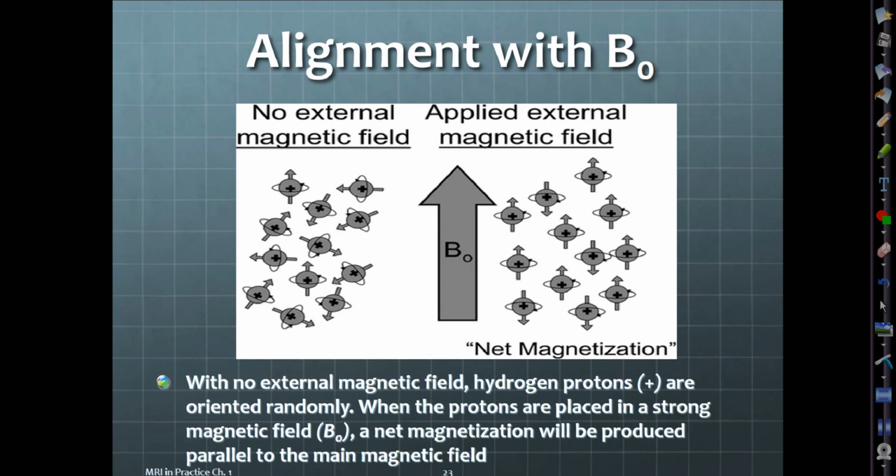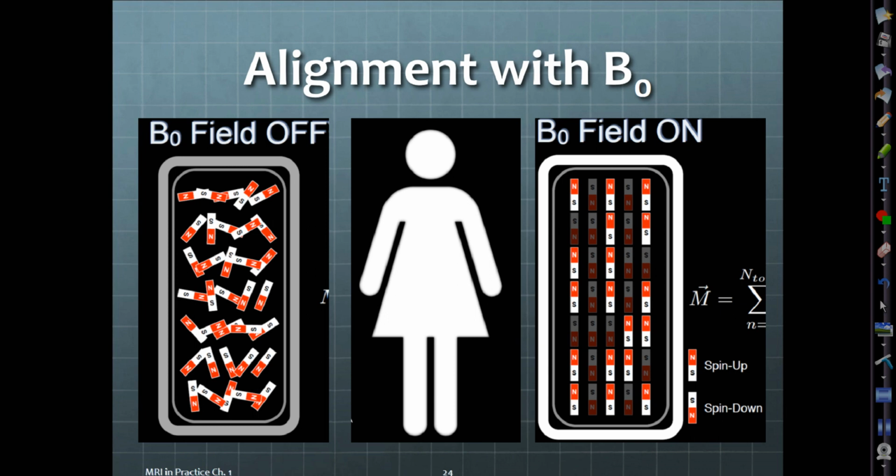So here's just another diagram, to really hit home this alignment. This is outside B sub 0, they're random. Inside, they're aligned. And then one more. So if you like the bar magnet drawing, this one's for you. You can see they're all random, north and south, pointing all different ways. But when the B sub 0 field is on, now they align.